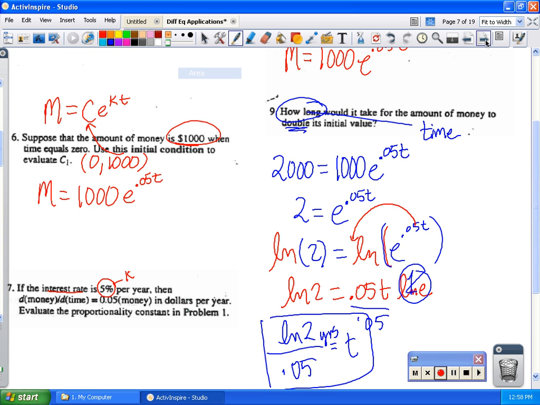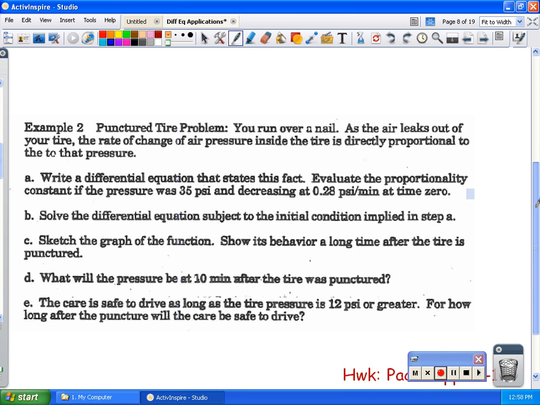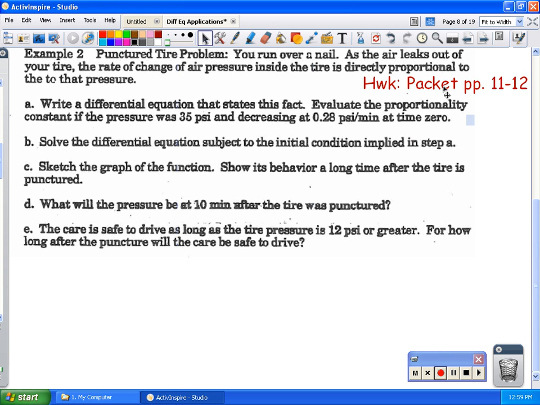All right, let's take a look at one more problem. We're going to look at example 2. It's in the next page of your packet. And your homework, as you can see, is from your packet, pages 11 and 12. I'm going to move this out of my way. Just going to maybe stick it right up there so I have the space down here to work.